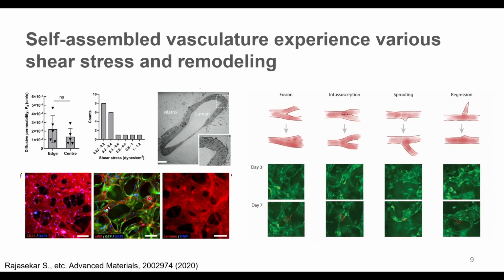And here, just to show you, within the first 5 days, during this remodeling process, if you look at the vessel closely, you can see some of these remodeling processes, like the fusion of 2 vessels, splitting of vessels, sprouting and vessel regression. But by day 5 and 7, the structure becomes fairly stable unless you treat it with a drug.